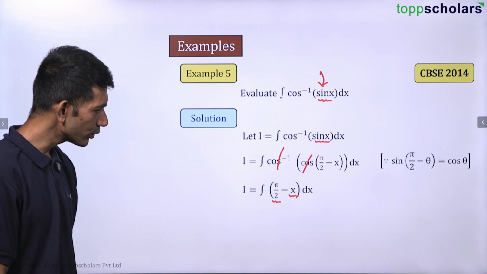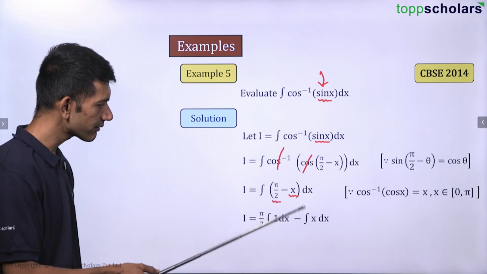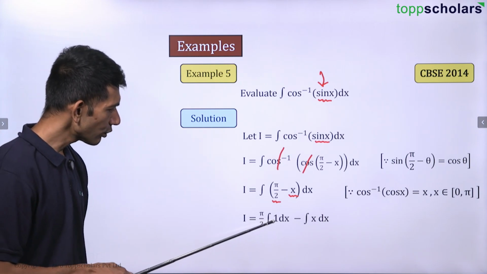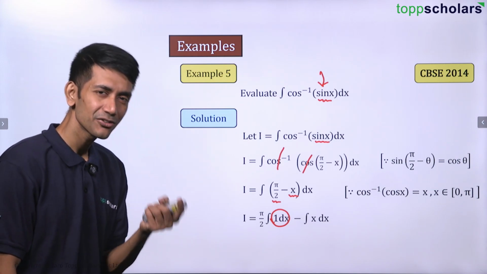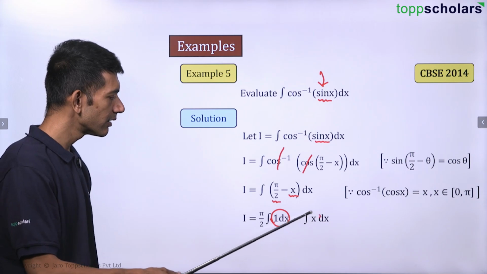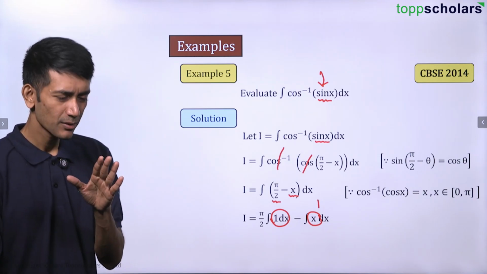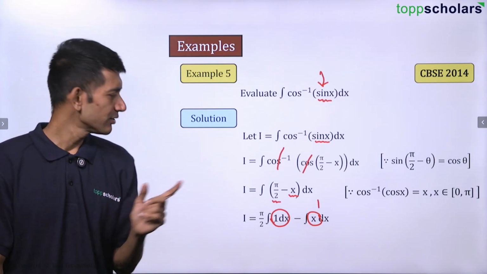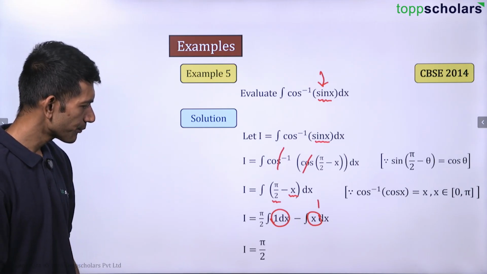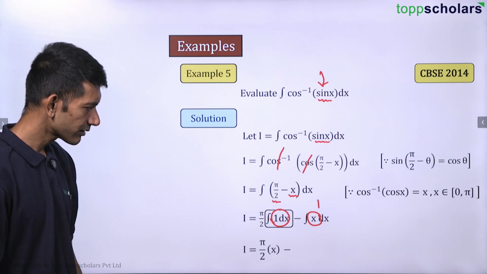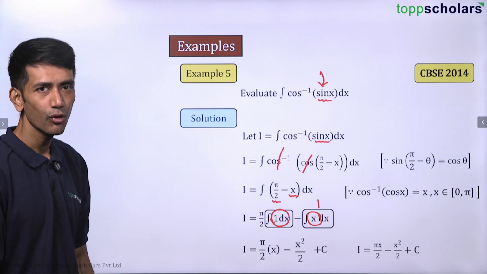So integration of pi by 2, which is a constant, goes outside, and then 1 dx minus x dx. Integration of 1 is x, since the derivative of x is 1. So pi by 2 x minus, this is x raised to 1. We know that integration of x raised to n is x raised to n plus 1 by n plus 1. So x raised to 1 will become x raised to 1 plus 1 by 1 plus 1. So that is going to give you pi by 2 x minus x square by 2 plus c, right? I hope this part is clear to all of you. Let's continue.